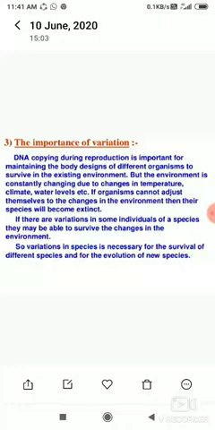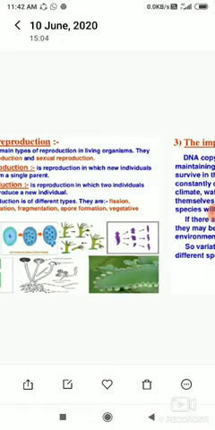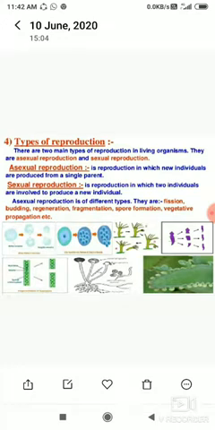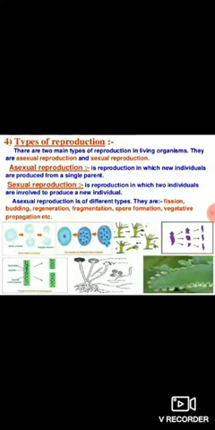See, all of these things we have discussed earlier. Now, today what we have done in the class is types of reproduction. Reproduction is of two types: asexual reproduction and sexual reproduction. Asexual reproduction is the type of reproduction in which new individuals are produced from a single parent.